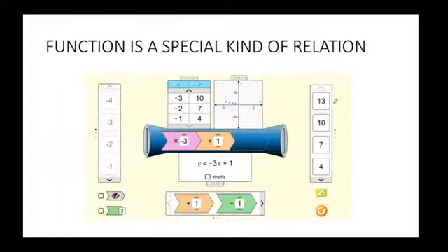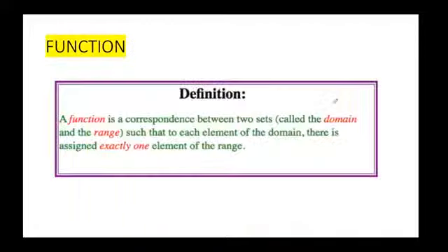All functions are relations. In fact, a function is a special kind of relation. It is special because a function is a correspondence between 2 sets called the domain and the range, such that to each element of the domain, there is assigned exactly 1 element of the range.